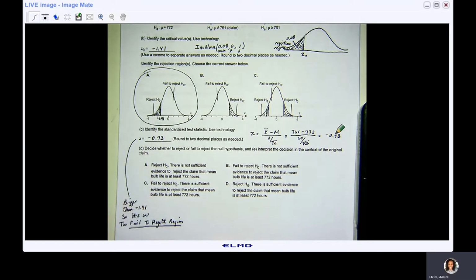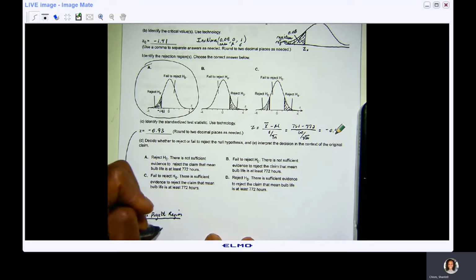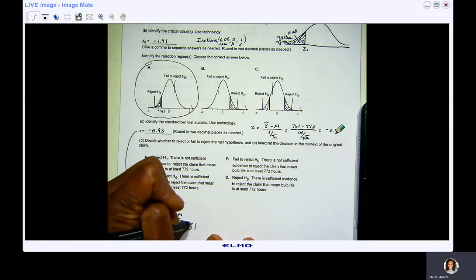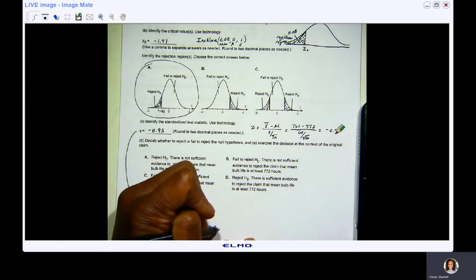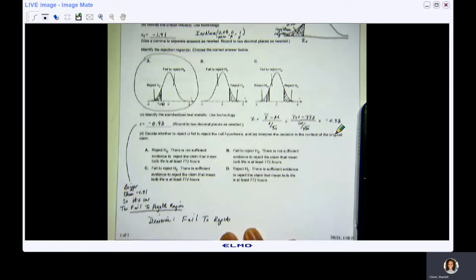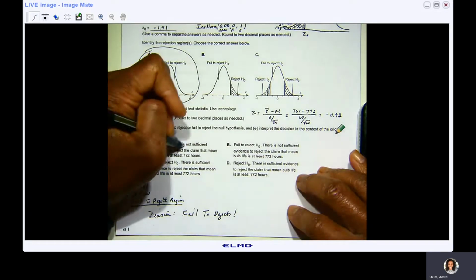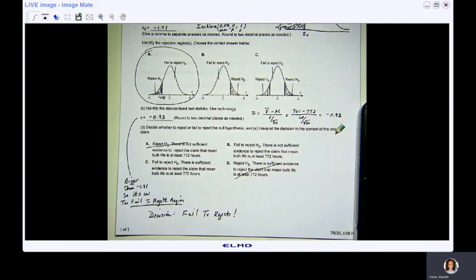That's our decision. And then we're going to choose the right interpretation. So we definitely failed to reject. So the two that say reject, throw them out. Throw out A, throw out D. So it's either B or C. Let's read both. B says failed to reject H naught. There is not sufficient evidence to reject the claim.